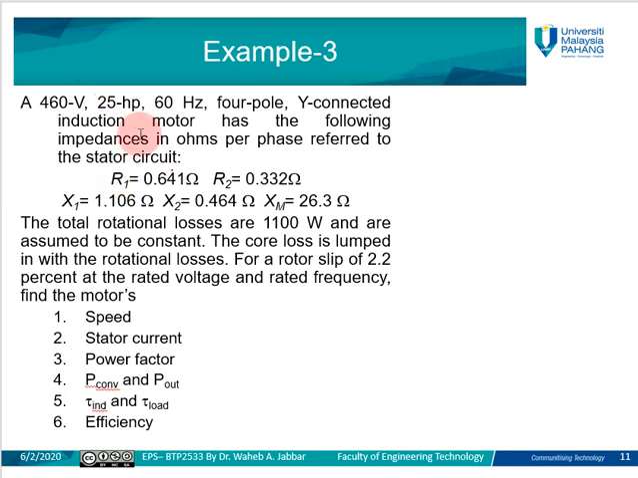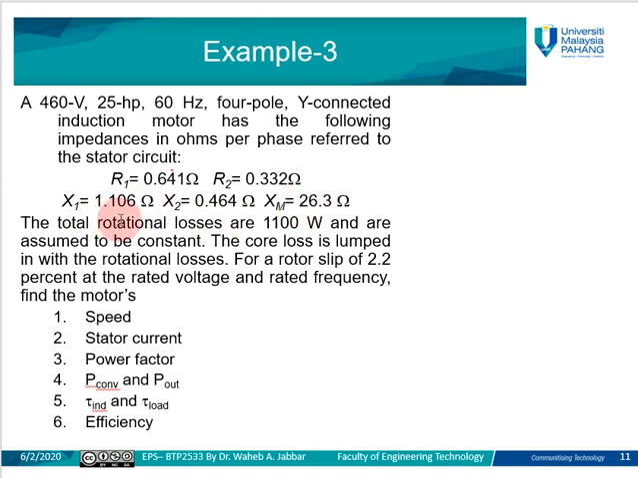As you can see here, the value of the resistance of the stator windings is 0.641, and the rotor windings resistance is 0.332. So we have R1, R2. We have X1, which is the reactance of the stator winding, which is 1.1, and the reactance of the rotor winding is 0.464, and also the magnetization reactance is 26.3.